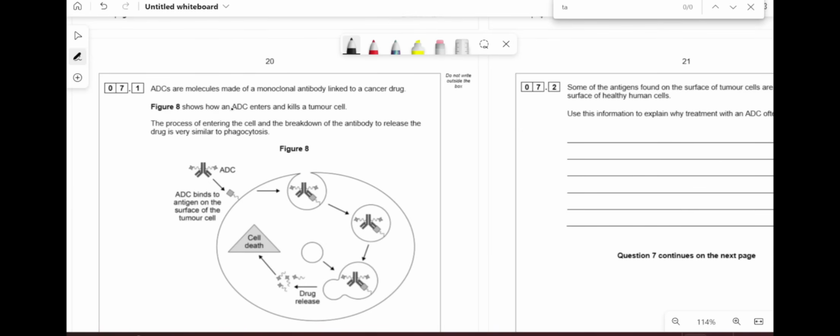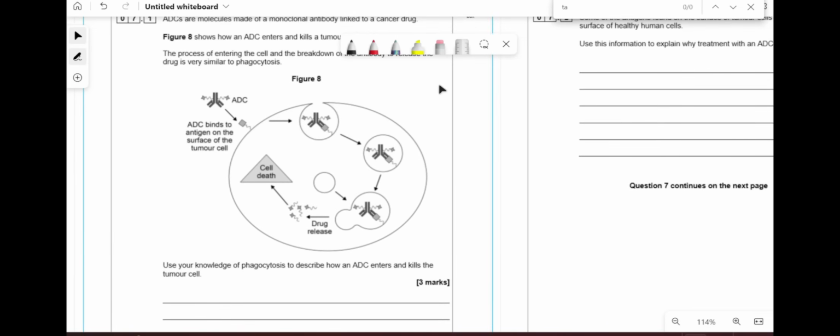Okay, so ADCs are molecules made of a monoclonal antibody linked to a cancer drug. Figure 8 shows how an ADC enters and kills a tumor cell. The process of entering the cell and the breakdown of the antibody to release the drug is very similar to phagocytosis. What a lot of people made mistakes on here was assuming that the monoclonal antibody is doing the damage, when that is not correct. This is a use of monoclonal antibodies. Sometimes they can attach drugs to a monoclonal antibody, which goes to specific cells and carries the drug to them, and the drug is what does the work.